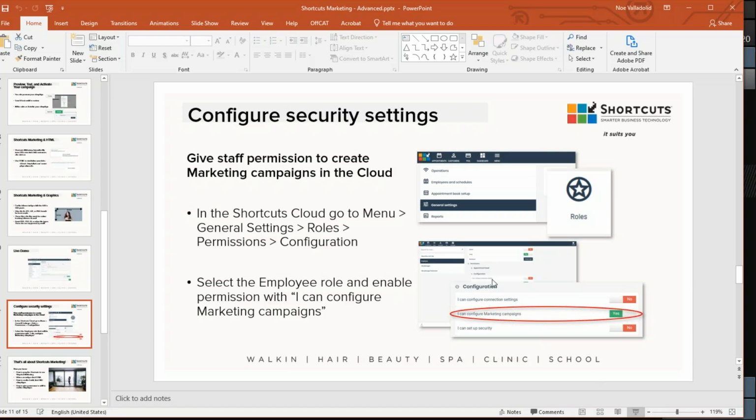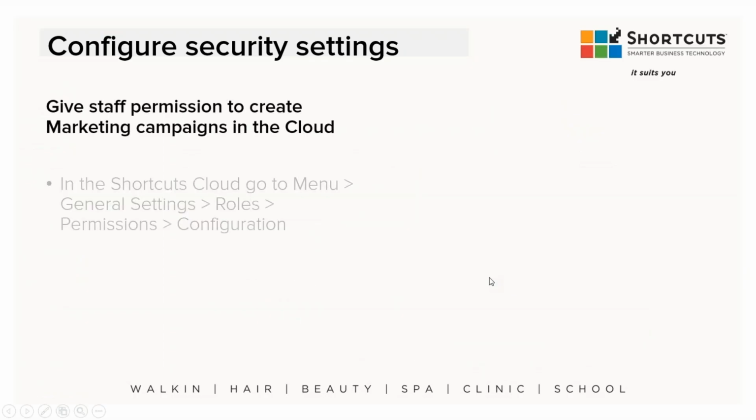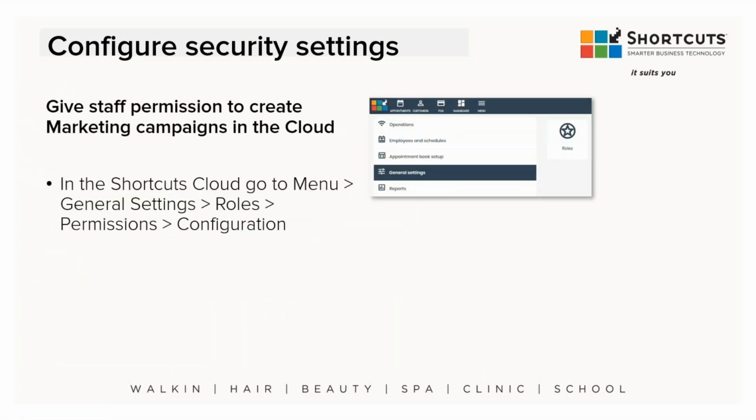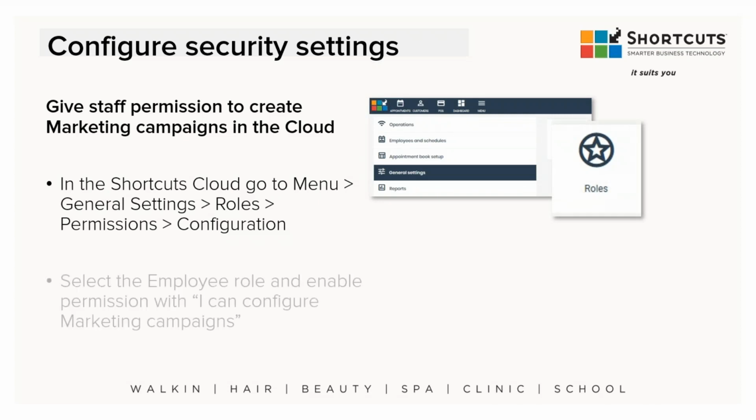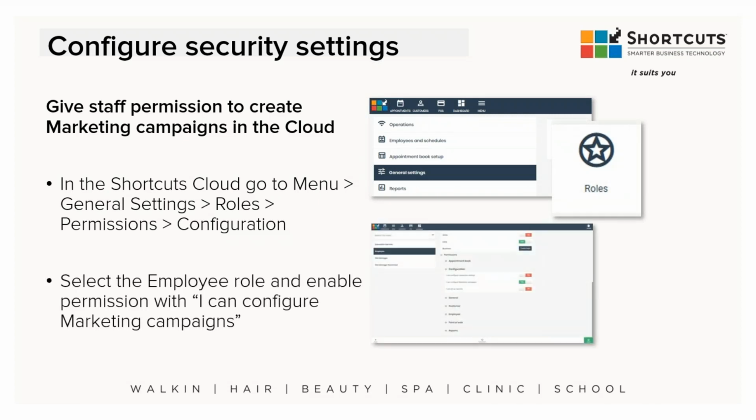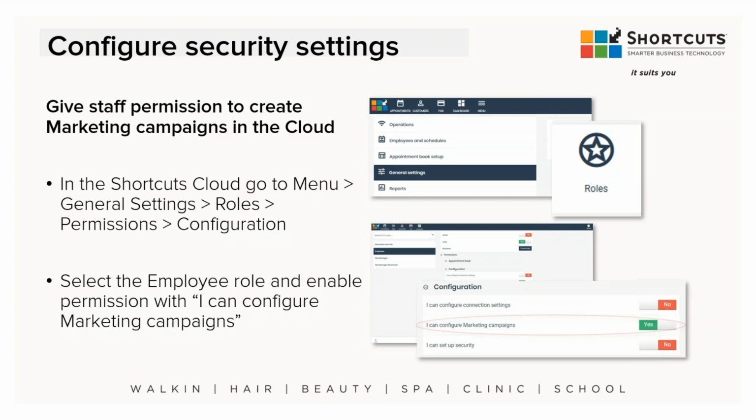So if you have a very creative employee and they're super good at putting together promotional material, flyers, web pages, things like that, and you want to give them permission to actually put together your email campaigns, you can give staff members permission in your cloud security settings. So if you go to the cloud and you go to the menu button, you're going to go to General Settings, Roles, Permissions, and Configuration.